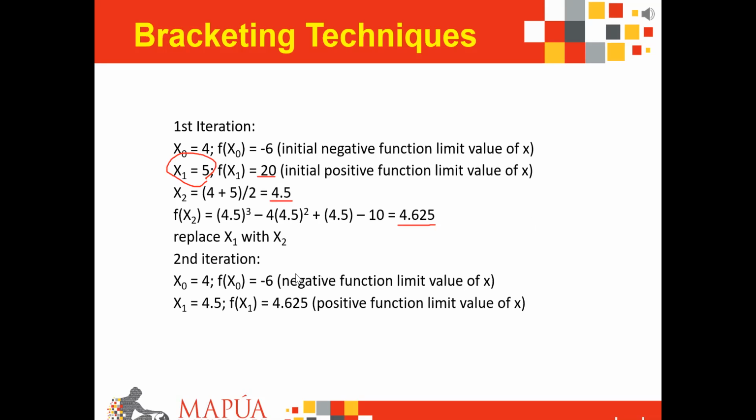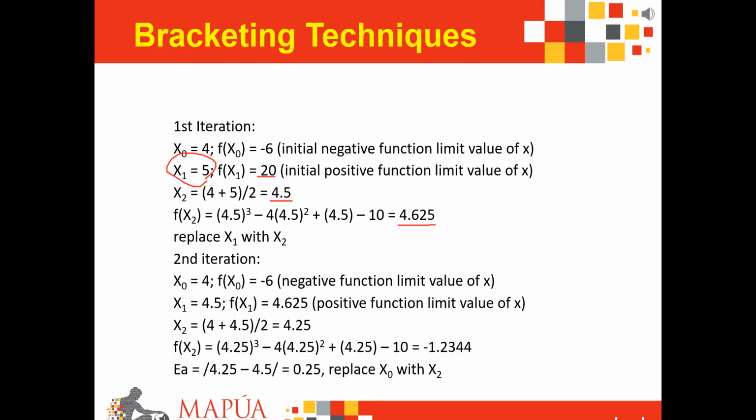Note that these initial values still satisfy your bracketing condition, which implies that your root value is still between 4 and 4.5. We then continue on by solving for its midpoint, ending up with a value of 4.25, and substituting that into your function gives us this corresponding function value f(x2), which is negative 1.2344.